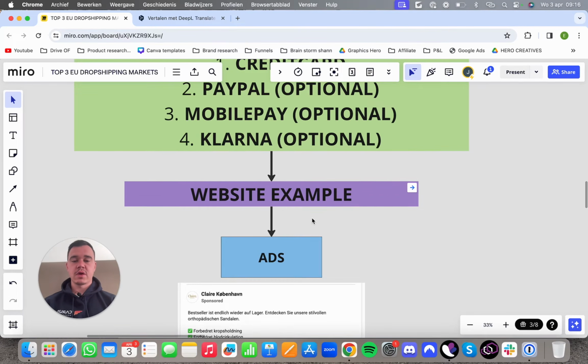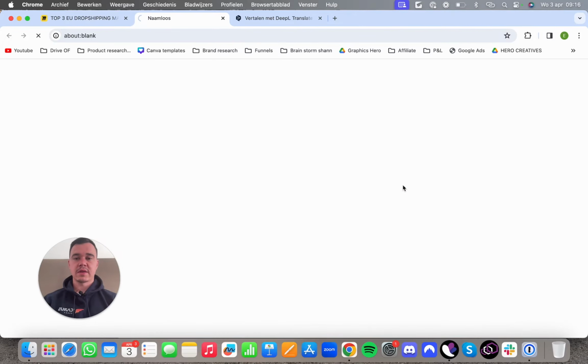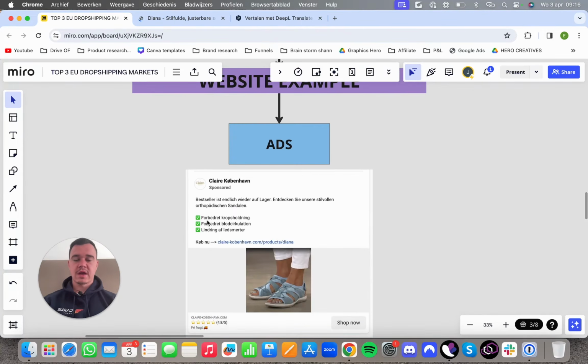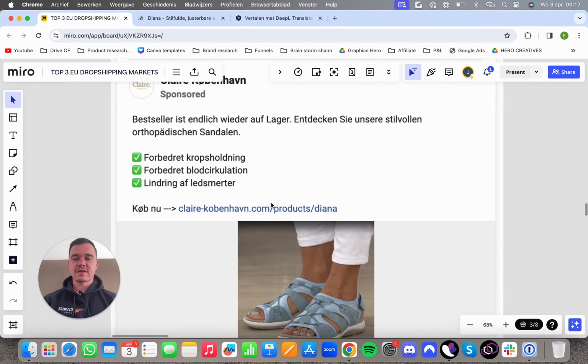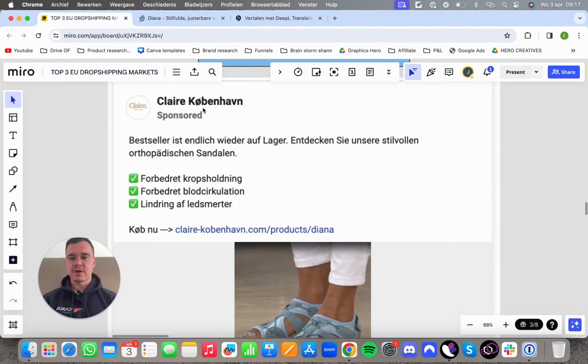Then I have found a website example. What does a web shop in Denmark look like? Well, let's load it up. While it's loading, I found the advertising, and it was pretty simple, as you can see. You can maybe see the languages, the kind of words they're using, like bestseller and Kop nu, that's shop now. So it's pretty simple, easy copy that they use.